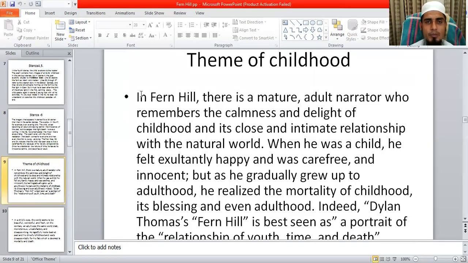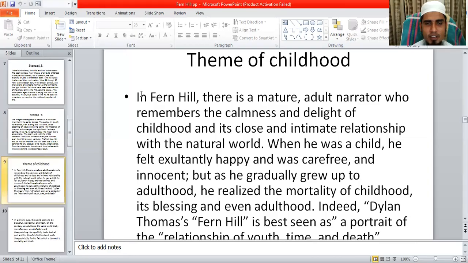So he draws the picture of a child of the childhood period in this poem very nicely, and how this child gradually becomes an adult person. This is also narrated in the last portion of the poem. So now I would like to discuss the theme of childhood through the light of this poem. So in this way, my dear students, we can give an introduction.